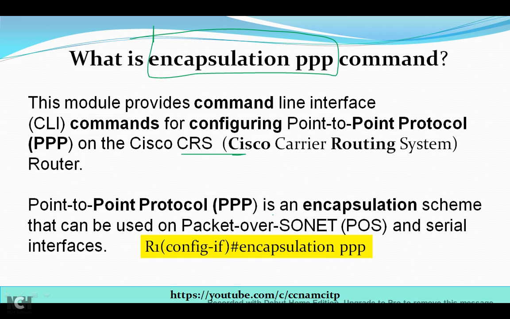Point-to-point protocol, triple P, is an encapsulation scheme that can be used for packet over SONET, also known as POS, and serial interfaces. So we can configure this command on a serial interface, and it is a scheme of encapsulation. What is encapsulation or de-encapsulation?